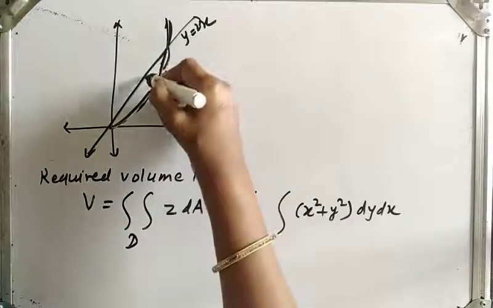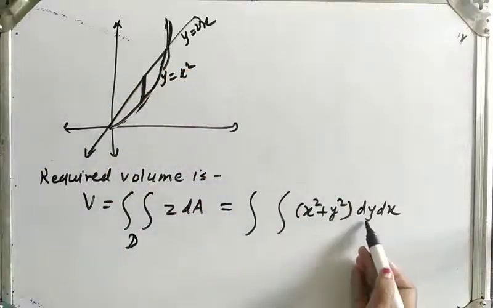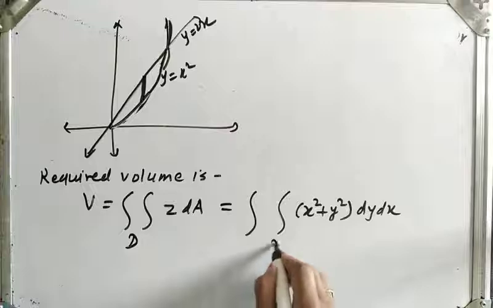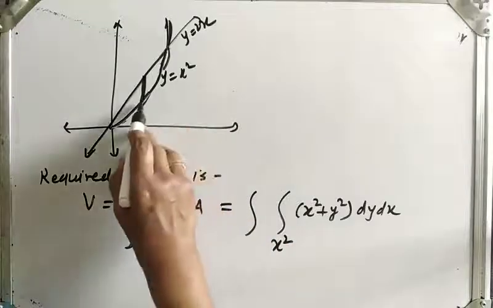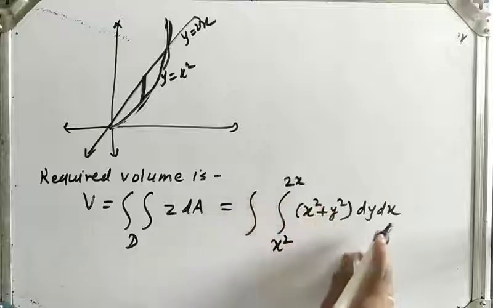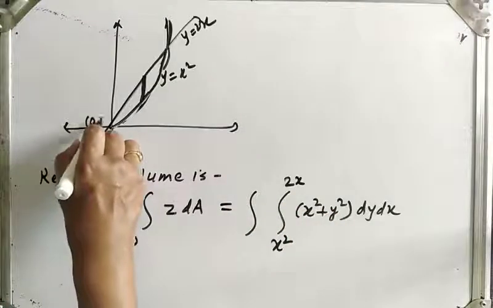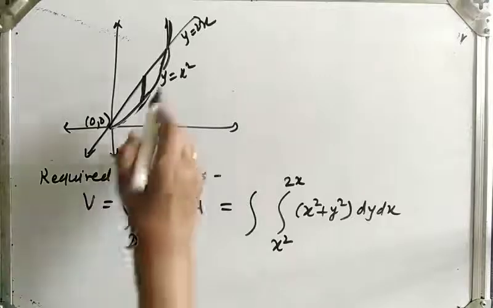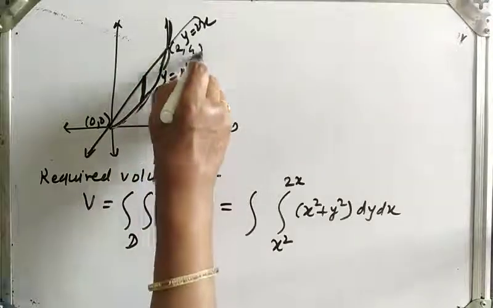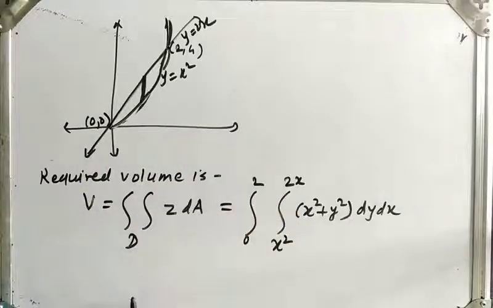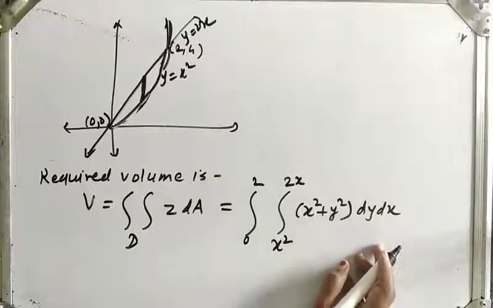Now let us take a strip parallel to the y axis, so dy dx. Here the limits of y are: the lower strip touches y is equal to x square, the upper touches y is equal to 2x. And x is from, as we found, the points of intersection are (0, 0) and (2, 4), so x is from 0 to 2. After that we will solve this integration.